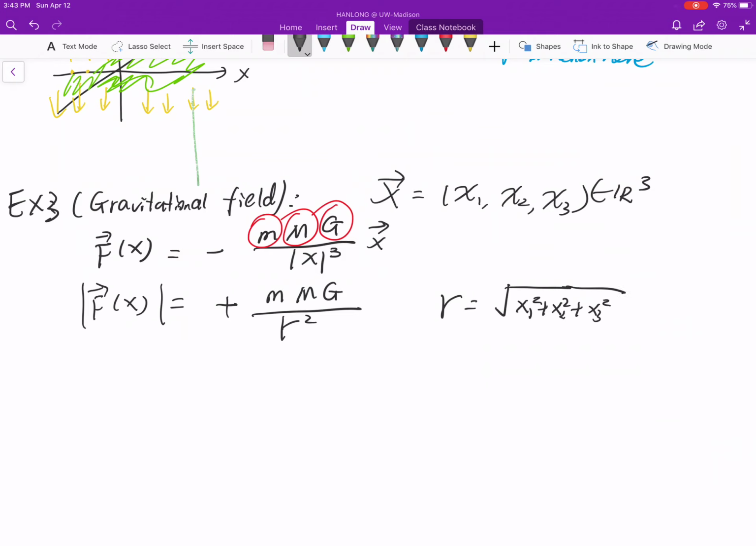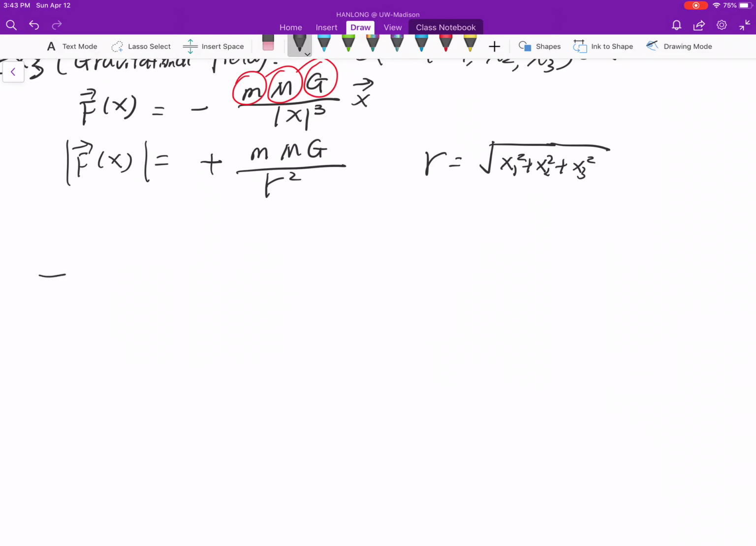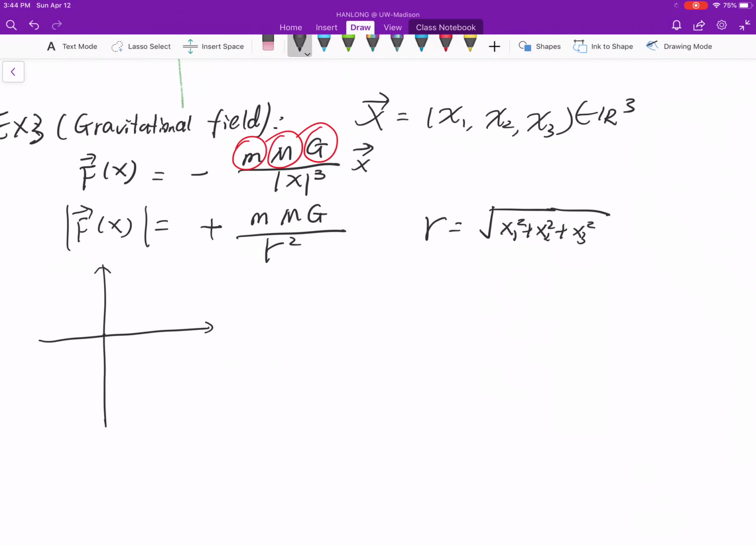So this is just Newton's law, the gravitational force between point masses with distance r, an inverse square law. And if you draw the picture, notice that here you have a negative sign. So if you draw the picture, all the fields just point towards the origin.